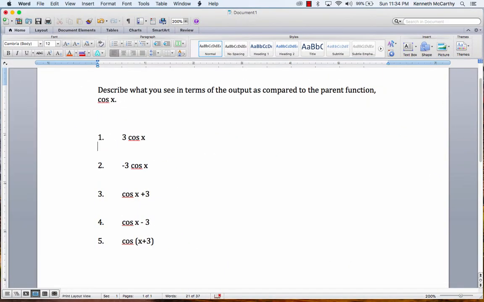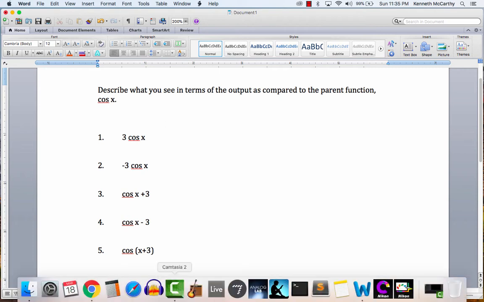Welcome to the program. So for today, I want you to not passively watch this video. I want you to try to do what I do in the video. Okay? So we have 3 cosine x as our first input. These are 5 different inputs that we're going to throw into GeoGebra, and we want to look at the output and compare it to the cosine of x.